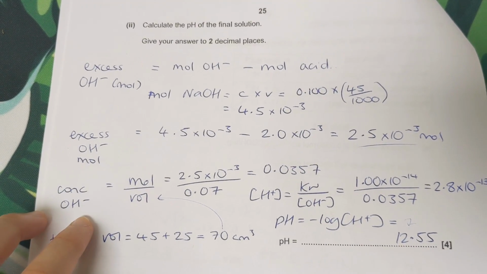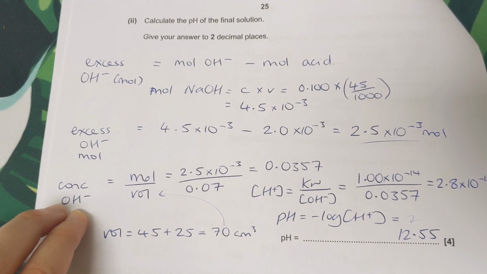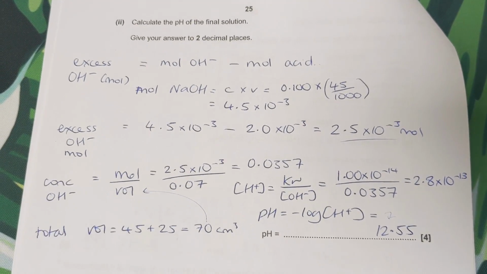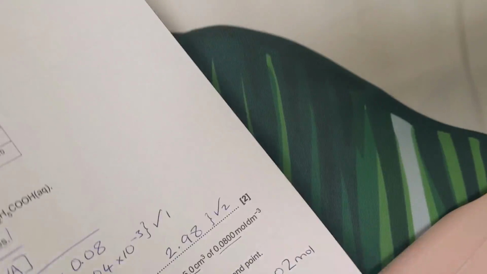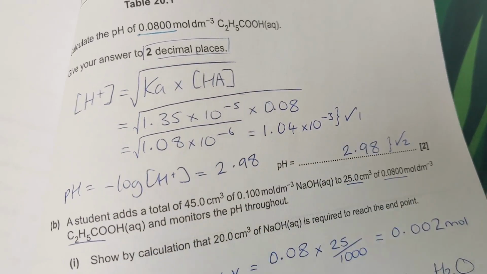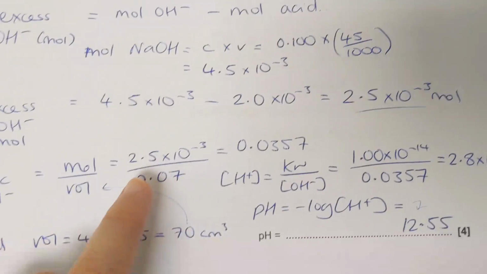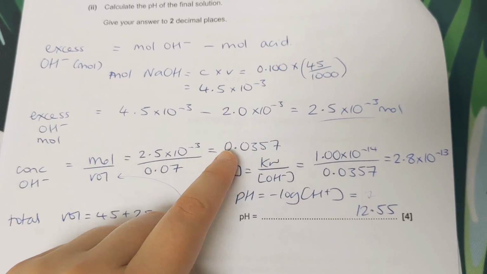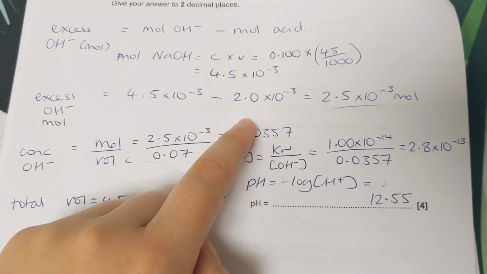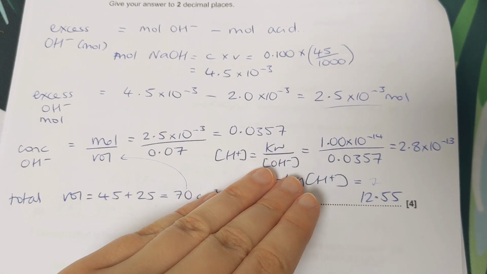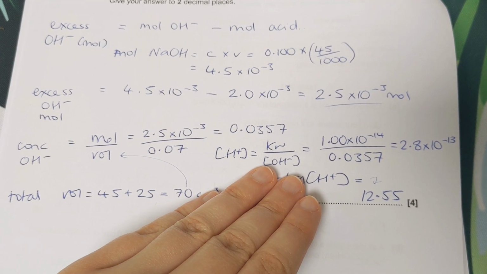Then we can work out the concentration of hydroxide ions by doing the moles that we've just worked out over the volume. So the total volume is 70, because 45 plus 25, and here it's converted into decimeters cubed. After we've got our concentration of hydroxide ions, we can use Kw, and Kw is used for strong bases.